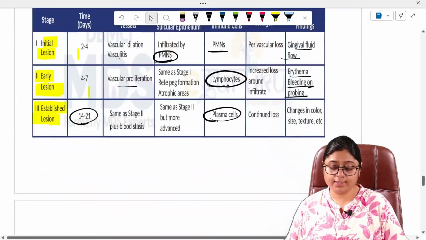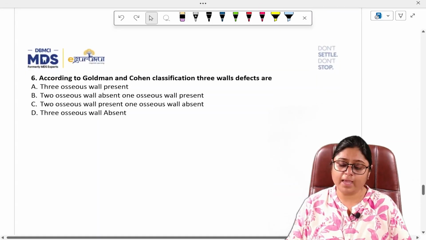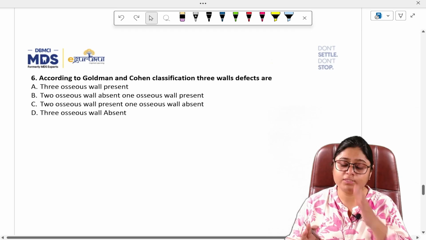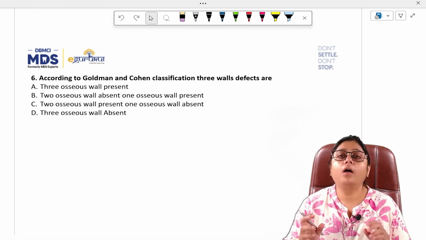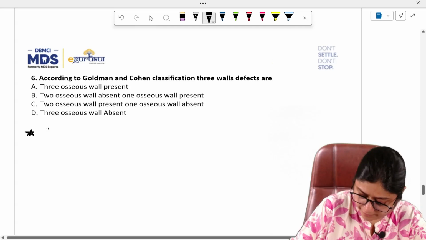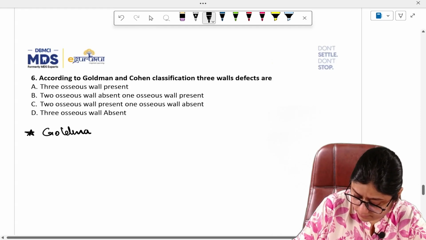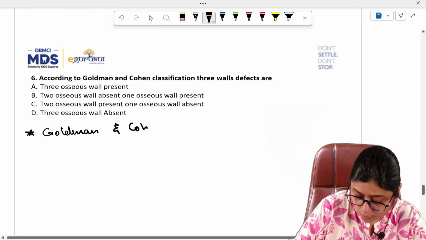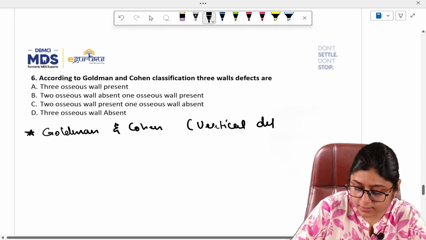Now the next question, guys. According to Goldman and Cohen classification, 3-wall defects are what? So Goldman and Cohen gave a classification for vertical defects.